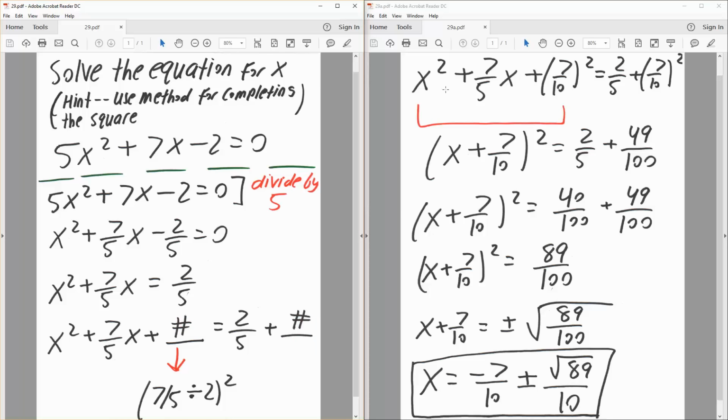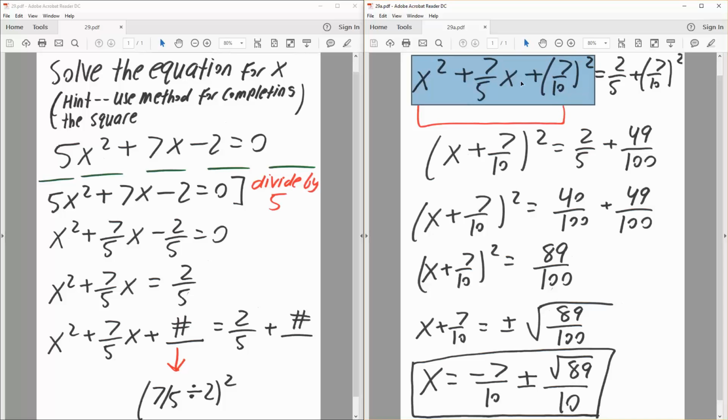And so now we would get x squared plus 7 over 5x plus, so 7/5 divided by 2 would be 7 over 10, and we're squaring it. So 7 over 10 squared is equal to 2/5 plus 7 over 10 squared. Now this is a trick we use. By doing this, we can actually factor this. And this would get x plus 7 over 10 squared. And if you want, you could try to expand this. And when you expand it, you would get this. And so this is going to equal 2/5 plus, so 7/10 squared would be 49 over 100.